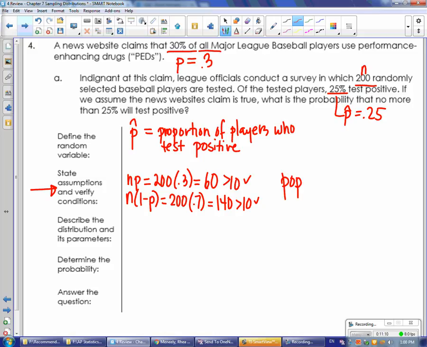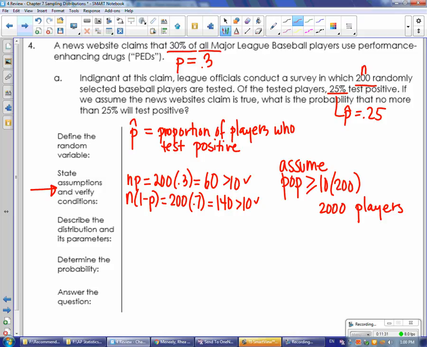The population of players has to be greater than or equal to 10n, or 2,000. I don't know how many baseball players there are, so this is an assumption I'm making. I'm assuming that the population of baseball players is at least 2,000. So those are the conditions I'm going to state.